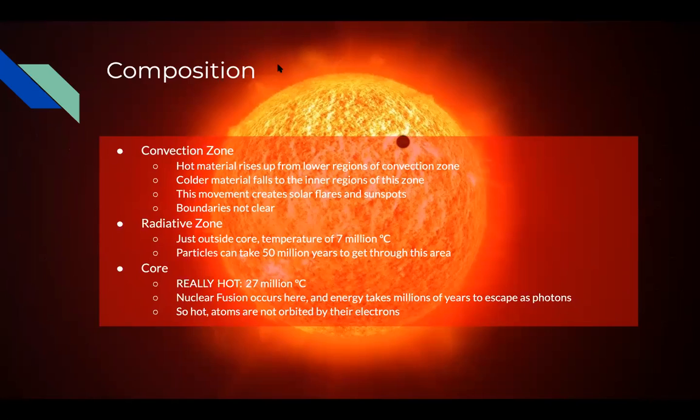We've got the radiative zone. This is just outside the core of the sun, with a temperature of 7 million degrees Celsius. What is the radiative zone? Basically, it's what radiates most of the sun's energy. All you need to know is that it's just outside the core, and it has a temperature of 7 million degrees Celsius. Take some time to process that if you need to, because that's a very big number.